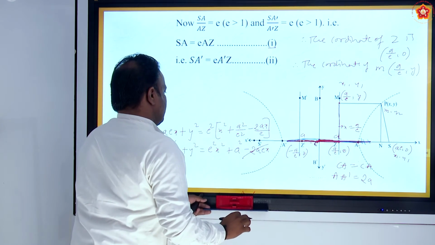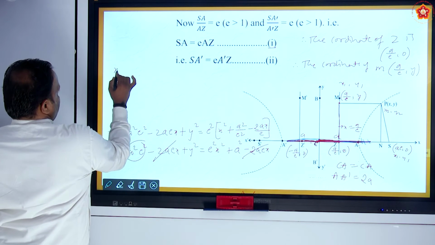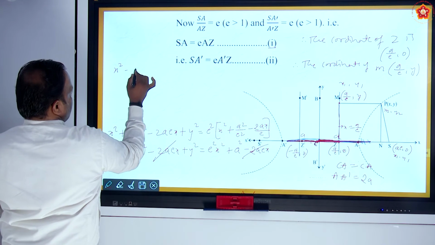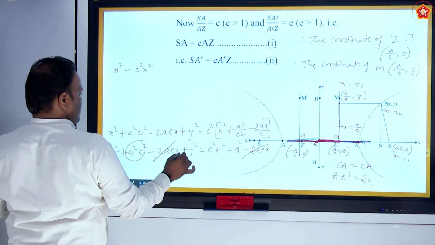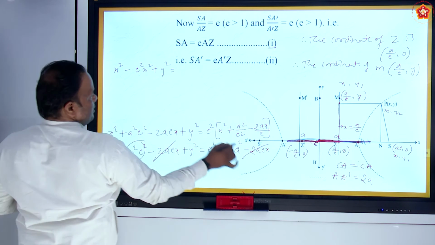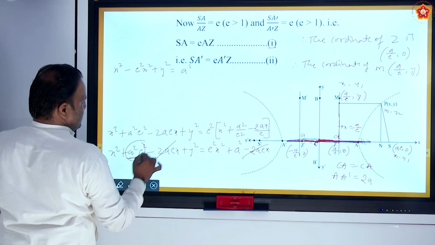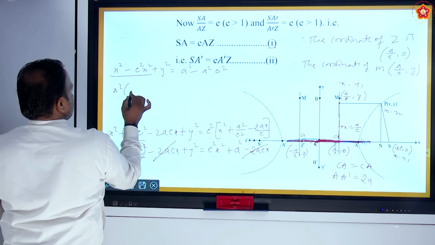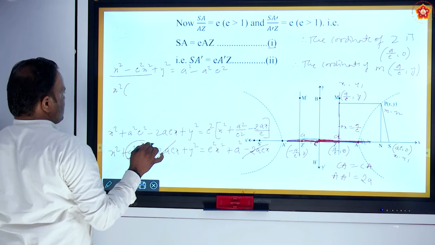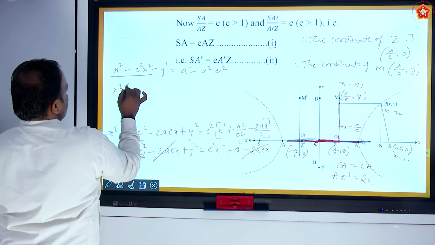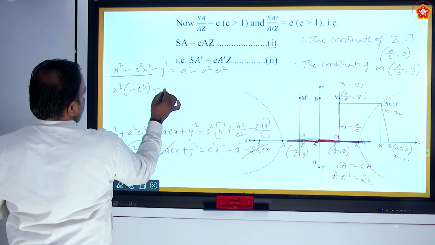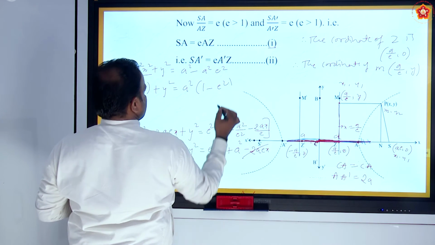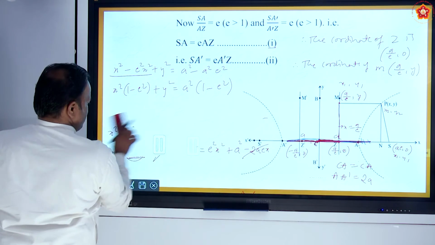Now simplification. X square keep as it is here. This take e square x square to this side, minus e square x square. Already we have y square here and on the RHS a square. This a square e square take to the RHS, minus a square e square. What is common here? Taking x square common, this is x square. What is remaining here? 1 minus e square is remaining here. Plus y square as it is, equal to, take a square common, here remaining 1 minus e square. Okay, this is over.